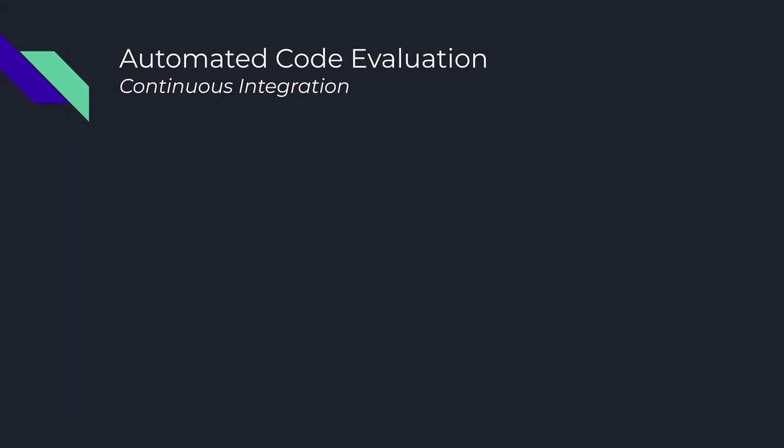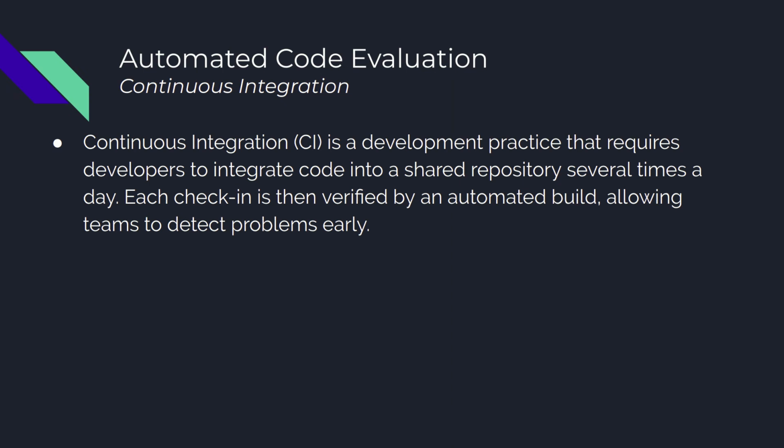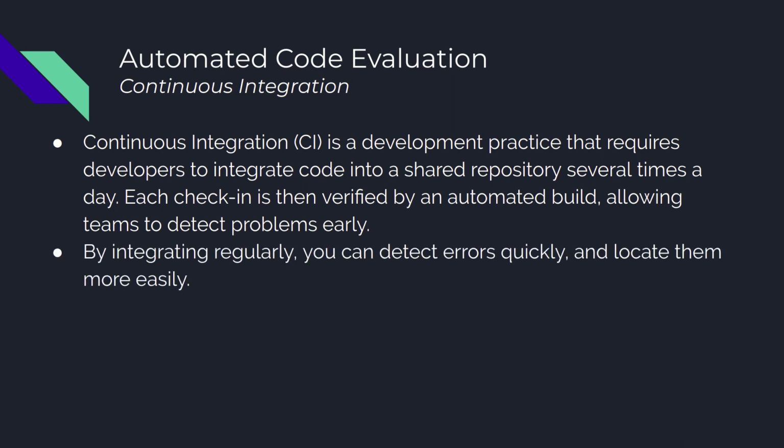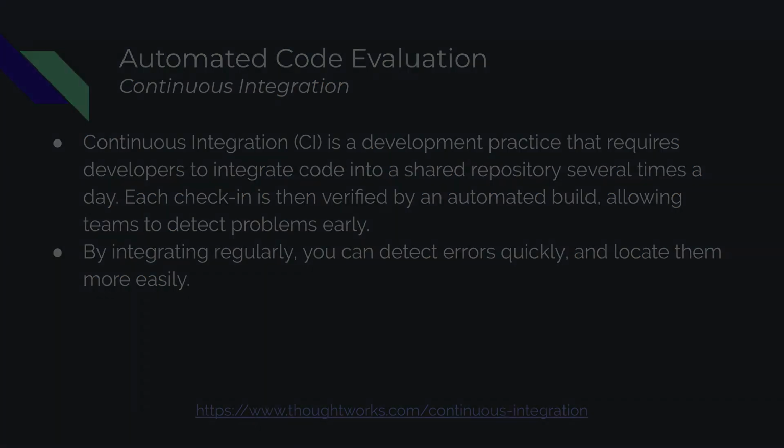Next, we'll be going into continuous integration. If you don't know this, continuous integration is automated code evaluation. Continuous integration is a development practice that requires developers to integrate code into a shared repository several times a day. Each check-in is then verified by an automated build, allowing teams to detect problems early. In SJSU-Dev2, this means that we have some code that will go through your code to make sure that it fits our standards. By integrating regularly, you can detect errors quickly and locate them more easily.